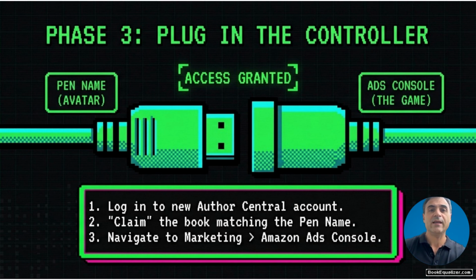This connects your contributor identity to the product. Step 3. Navigate to Marketing, then Amazon Ads Console. This opens up the advertising interface for this specific author identity. Now you have access. This pen name can now create campaigns, set bids, target keywords, completely independent from your other accounts. The controller is plugged in. Repeat this process for each contributor you added. Soon you'll have 5 controllers all plugged in, all ready to launch campaigns.